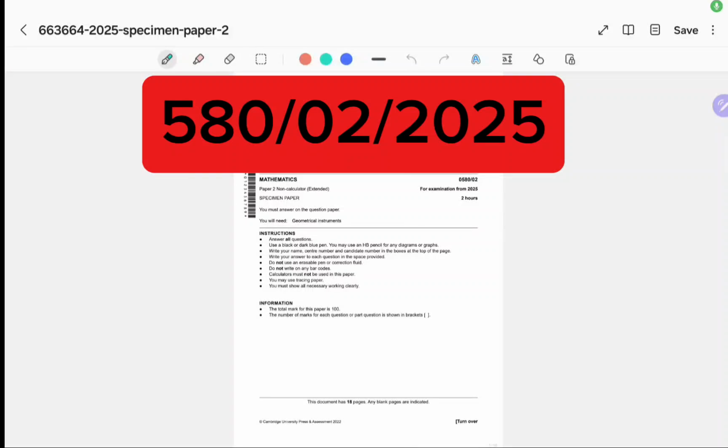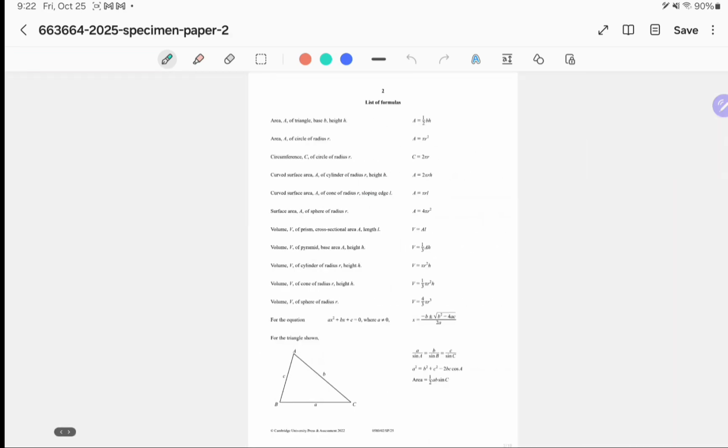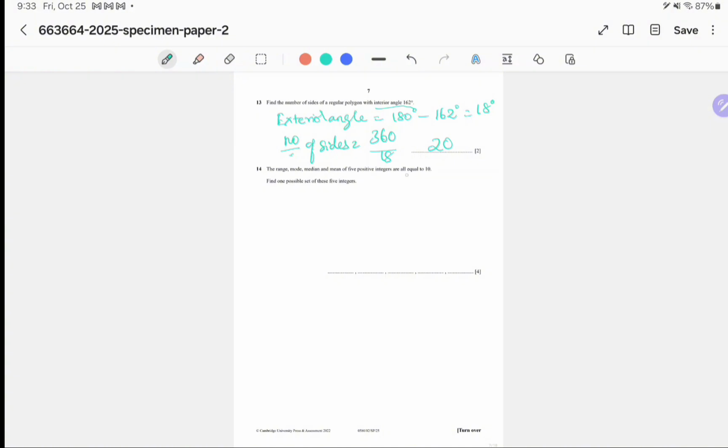We are going to see Cambridge IGCSE 5802 specimen paper 2025, non-calculator paper, paper 2. The mean, median and mode are all equal to 10. Find one possible set of these 5 integers.